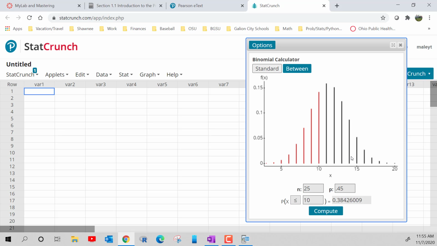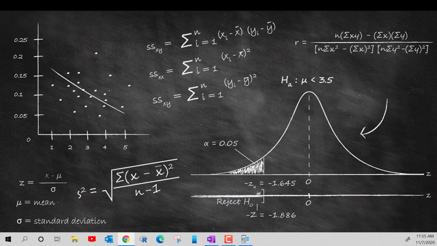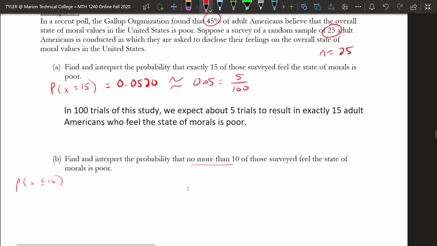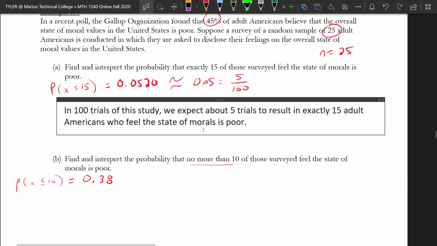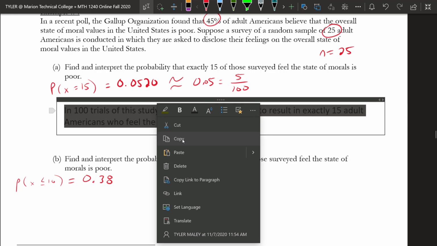So it's 0.38. Right, so this equals 0.38, roughly. So then to interpret this, I can use similar sentence structure to what I did before.